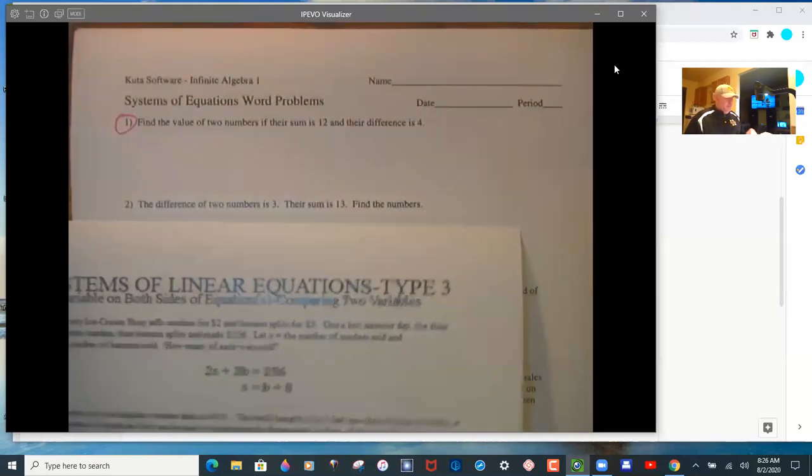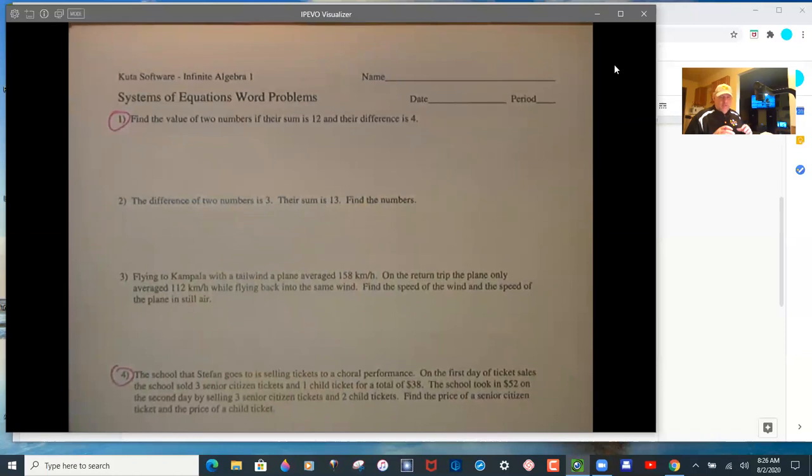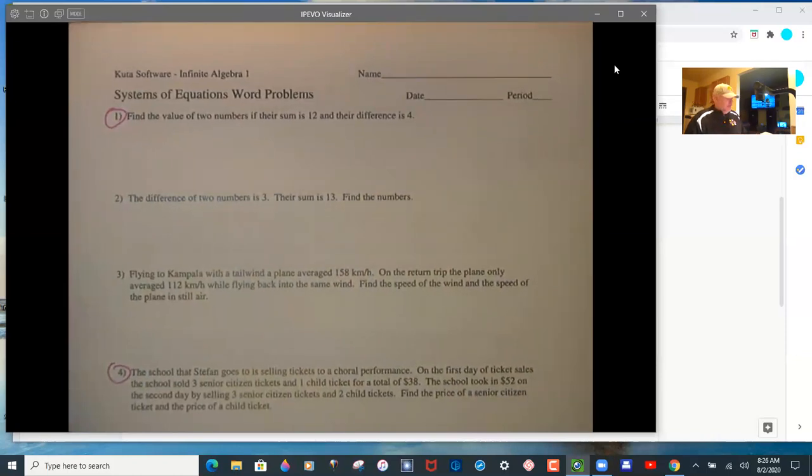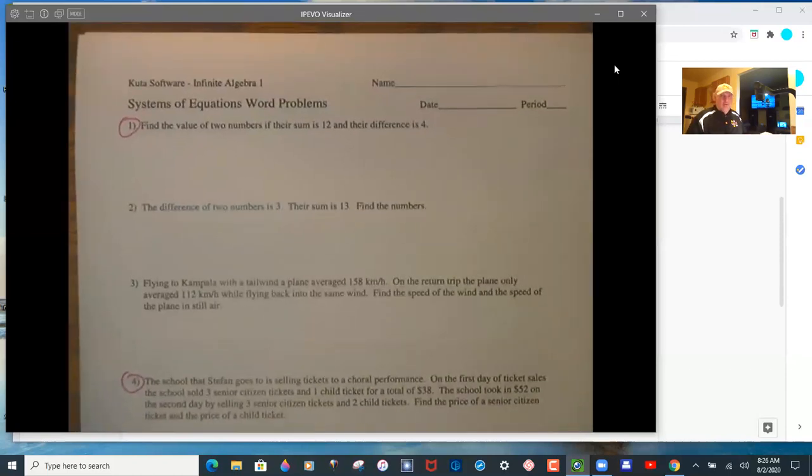So I've selected a few problems to do, and you need to know that you can use the app or the online app to solve these. I don't care how you solve them. It's just I want the focus to be on setting them up correctly. So here we go. You just need to focus on what type.